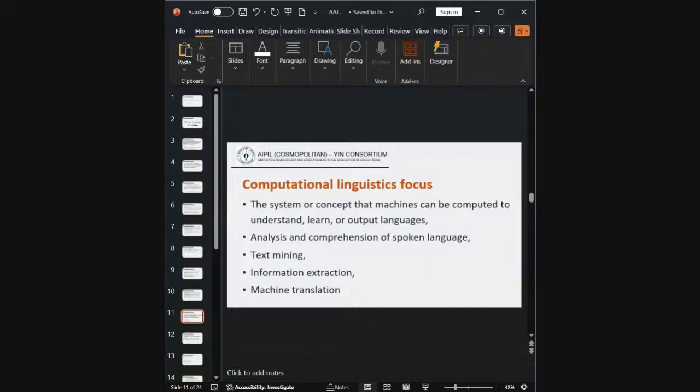Next, analysis and comprehension of spoken language. Don't you find that really powerful? A machine beginning to comprehend spoken language. That's why I can talk to you and understand you. Remember, we're talking about AI-powered virtual agents and chatbots. And then it begins to mine your text. Just like you have data mining, computational linguistics mines text. Even if it is speech, it's translated to text and it mines it and begins to analyze it and decipher it and put it in different categories.